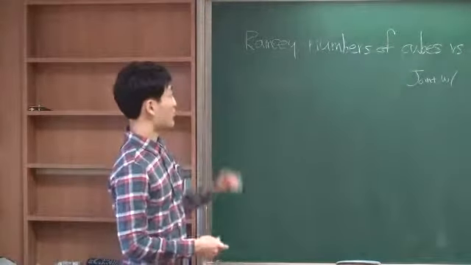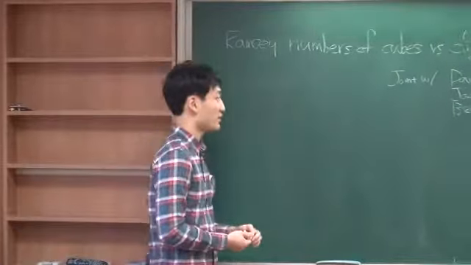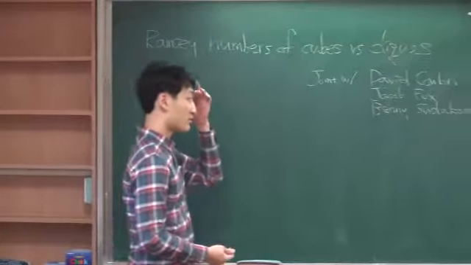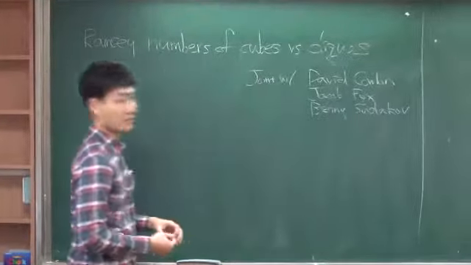So today I'll talk about Ramsey numbers of cubes versus cliques. And this is based on a joint work with David Conlon, Jacob Fox, and Benny Sudakov.